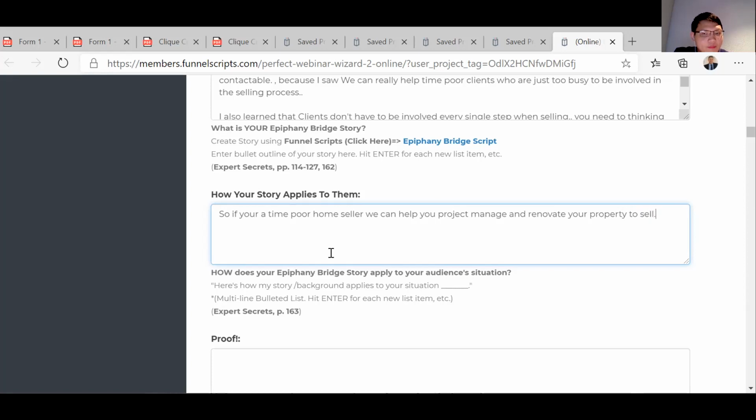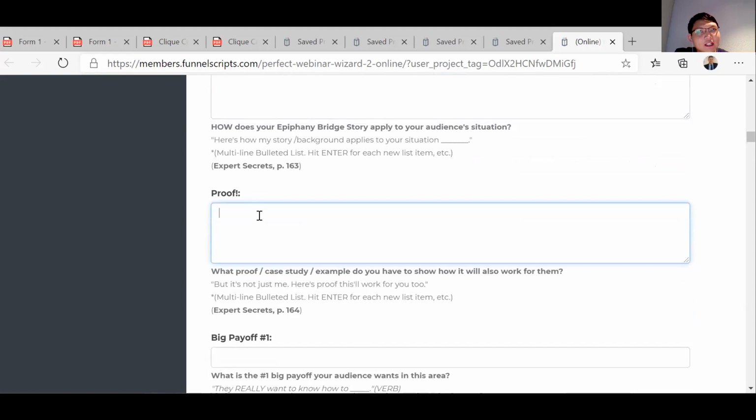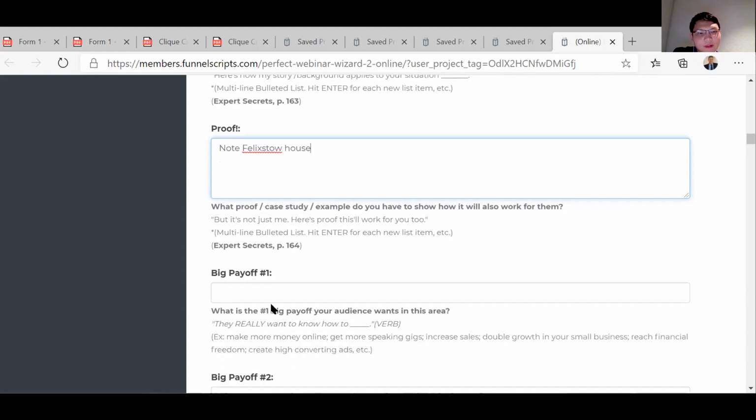Okay. So proof basically is a testimonial. Do you have any testimonial? Do you have a picture of the property? Have you got a picture of the property? Yeah, okay. So basically just write a note and add a picture of the property because you want to show them proof. So you may need to put up some pictures to say, okay, this is a renovation you project managed. Then that's basically what it is.